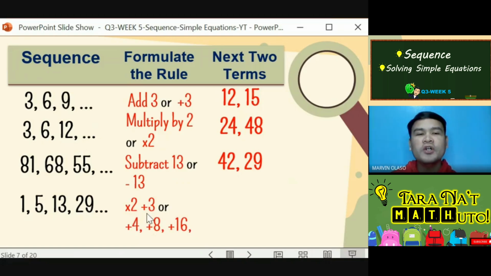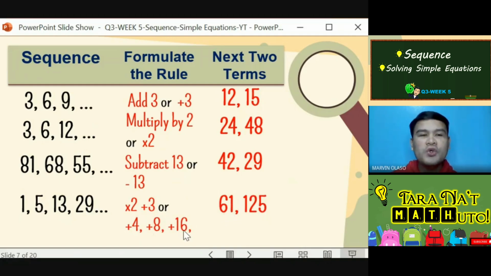Or i-apply natin yung rule na to. 1 times 2, 2. Plus 3, we have 5. Next, 5 times 2, we have 10. Plus 3, we have 13. So tama. 13 times 2, we have, yes, 26 plus 3, we have 29. So, kung meron pa kayo naiisip na rule dyan at in-apply mo sa lahat ng terms, walang problema yon, no? So, tama rin yon. Okay, so, the next two terms now, 29 times 2 plus 3, we have 61. Then, 61 times 2 plus 3 equals 125.